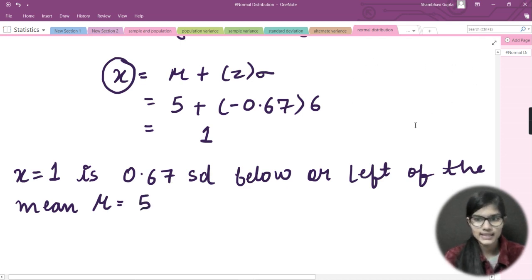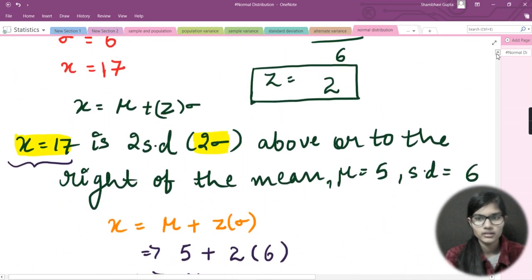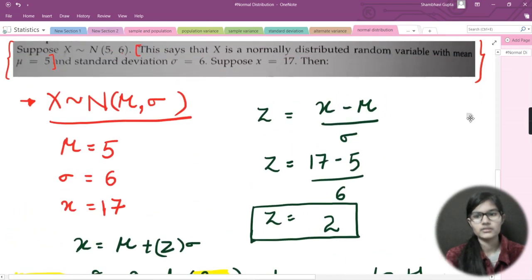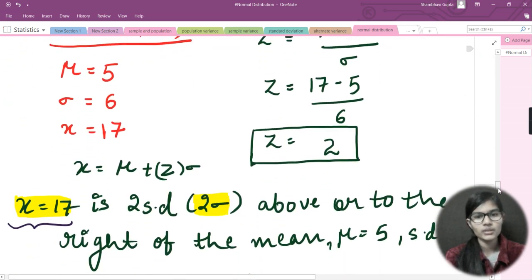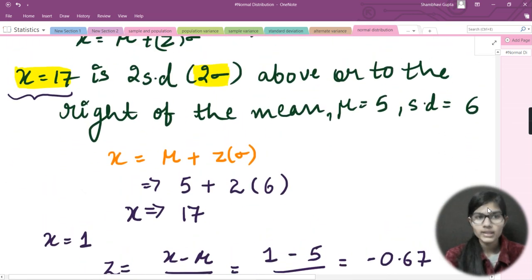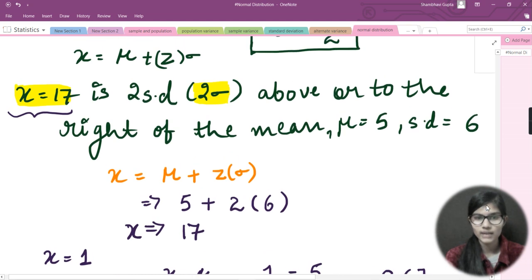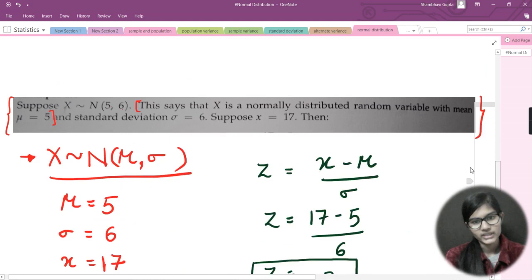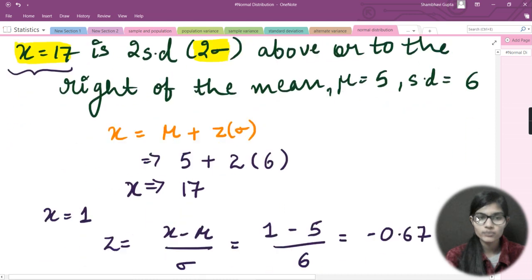Now how can I say these things? Just use your common sense a little bit. Let me take you upside where we have come. Okay, this one. So my question was, suppose x belongs to N(5, 6) and we were given the value. So simply what I did, I just found the z score and after that I got the value of x. So when the value of x was positive, what I was getting is that x is equal to 17 is 2 standard deviations above or to the right of the mean. So my mean is 5, so it is above or right. That is, it is positive.